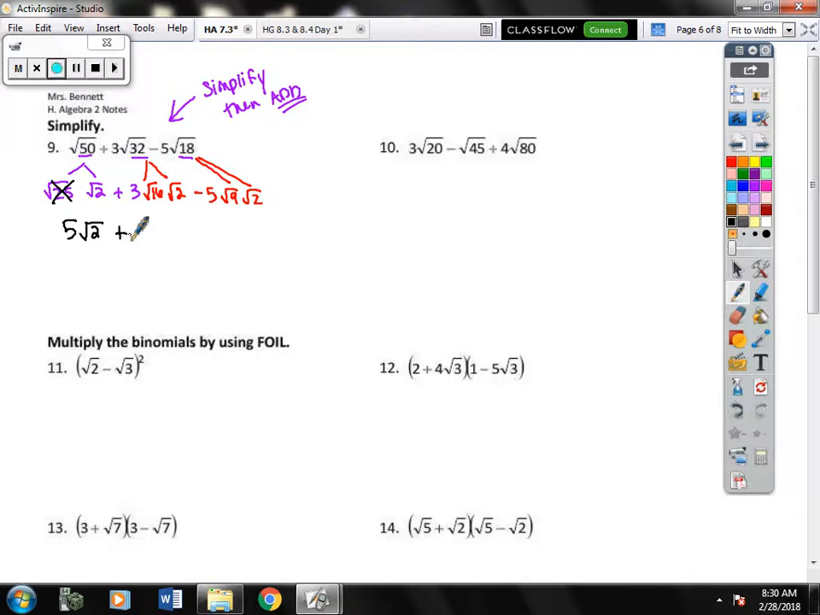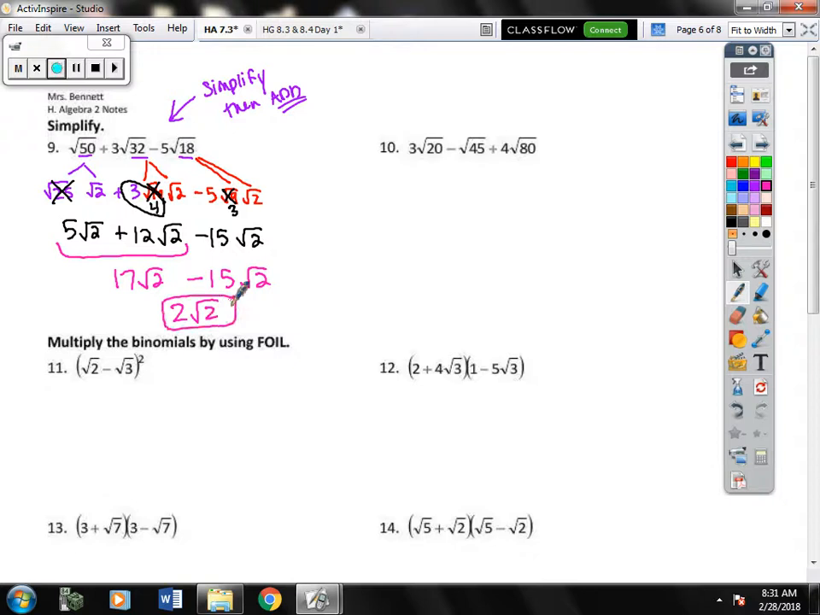Now the square root of 16 is 4. Remember that you multiply the 4 and 3 together to get 12 root 2. And then our last set, we have the square root of 9, which is 3. We multiply our negative 5 times 3 to get minus 15 root 2. And then you just add from left to right. So add the first 2 and we'll get 17 root 2. 17 root 2 minus 15 root 2 is 2 root 2.